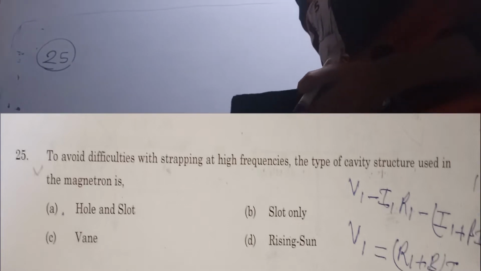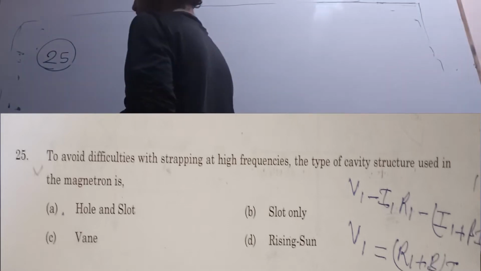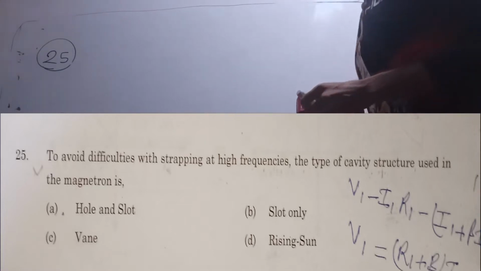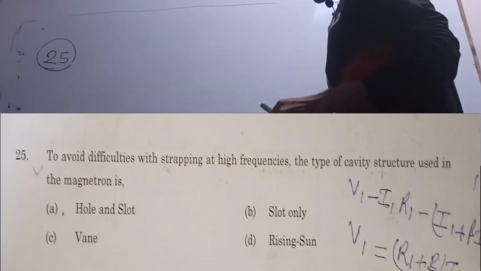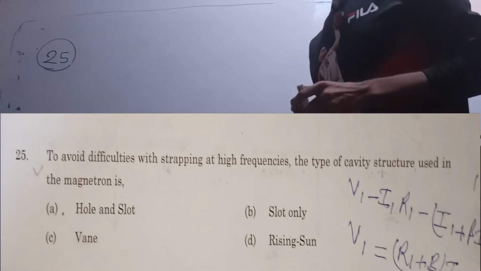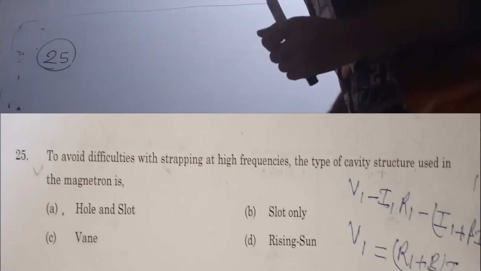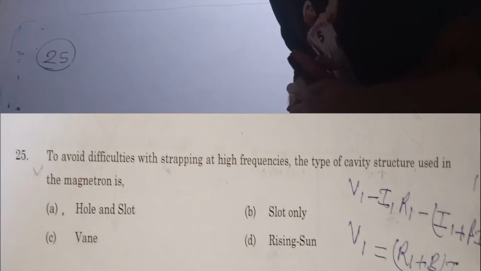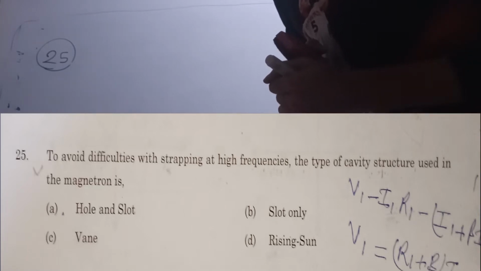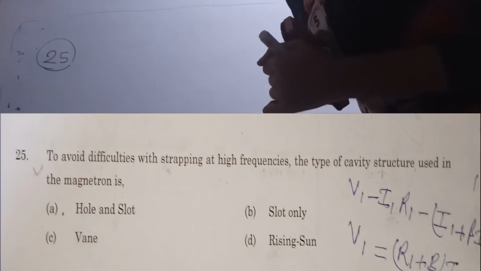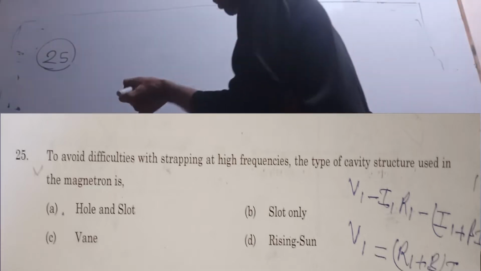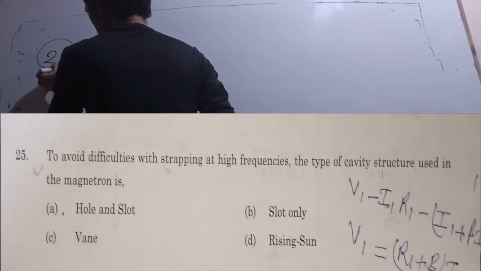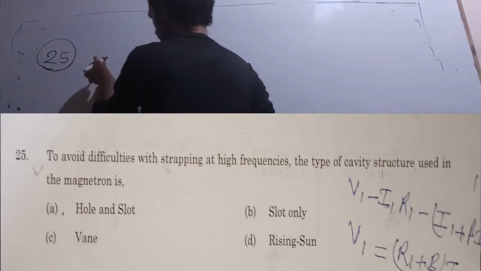The type of cavity structure used in the magnetron to avoid the strapping at high frequency. The options are: A, hole and slot; B, slot only; C, vane; and D, rising sun. Okay, so now see, he is asking about how to avoid the difficulty.